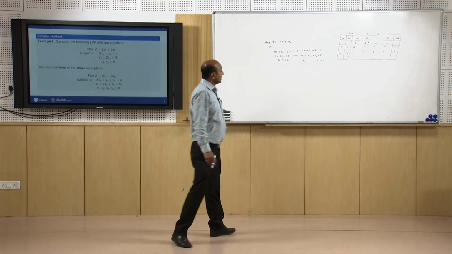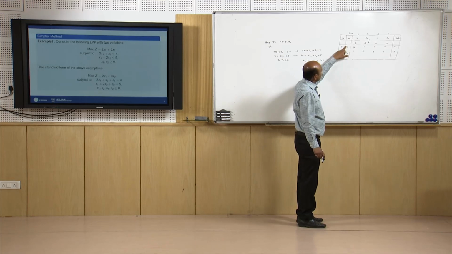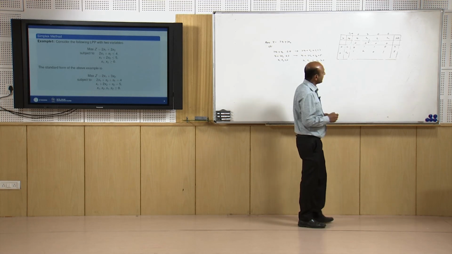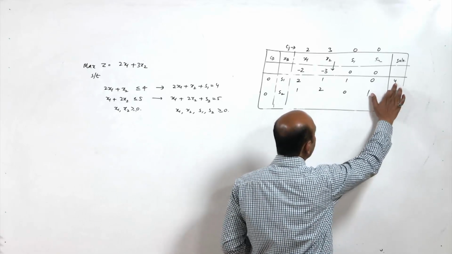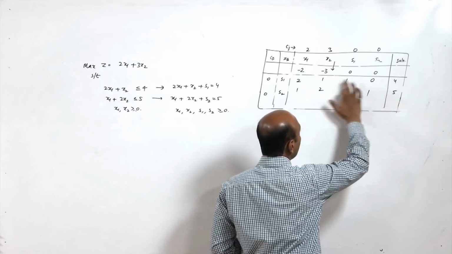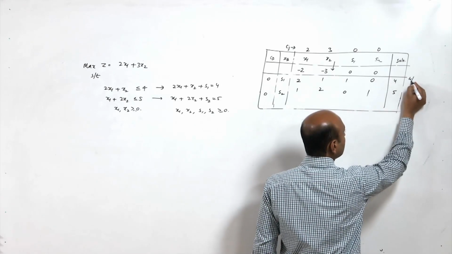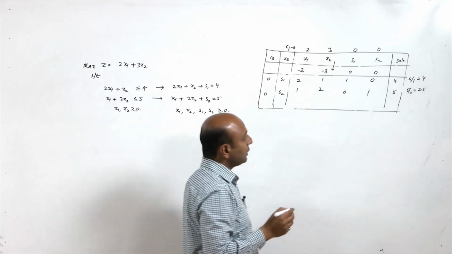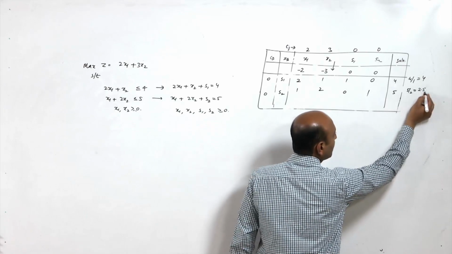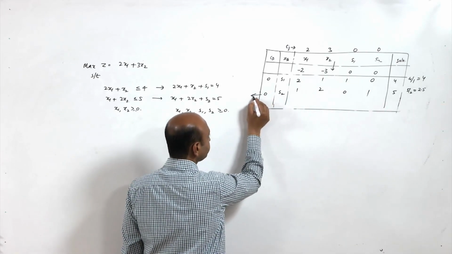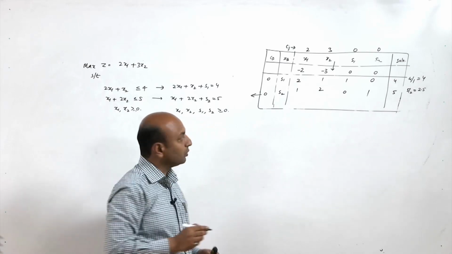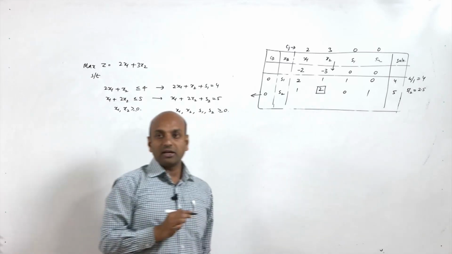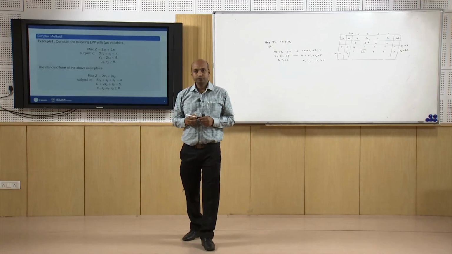Now, which variable will leave the basis will be decided by the minimum ratio rule. What is that? It is the solution divided by the entering column: 4 upon 1 is 4, and 5 upon 2 is 2.5. The variable with the minimum value will leave the basis. This rule is called the minimum ratio rule, and the intersection of these 2 arrows, this point, is called the pivot element. Okay.